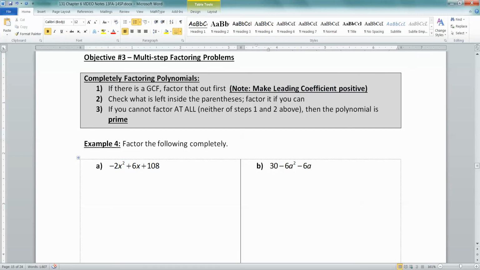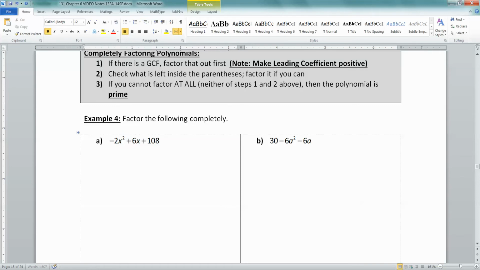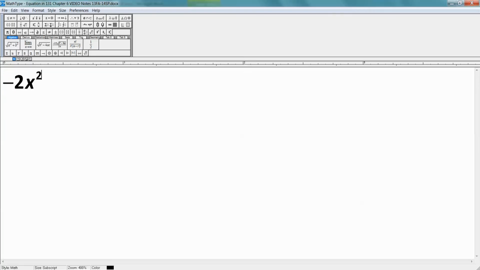Okay, so let's factor this lovely one right here. So we have negative 2x squared plus 6x plus 108. Now notice right off the bat, do you see how your leading coefficient's not positive? That's not a good sign. So I'm going to factor out a negative 2 because 2 goes into all of them, and if I factor out a negative, that'll turn my leading coefficient positive, which I like.